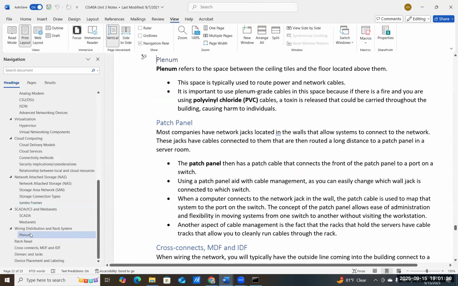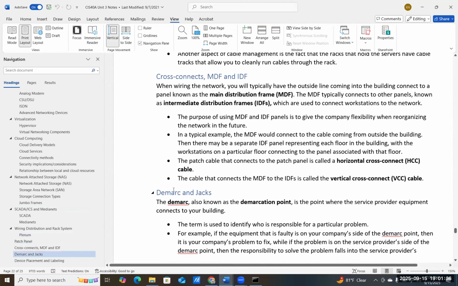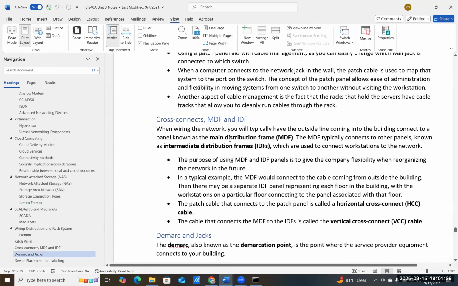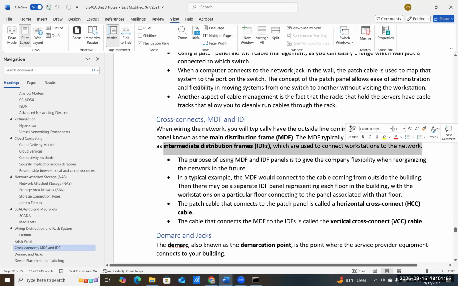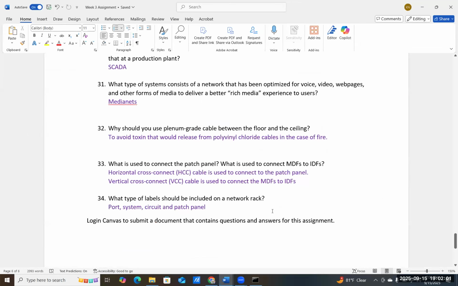So plenum is here on page 22, right? And then patch panel follows that. And it talks about your MDF, the main distribution frame, and the intermediate distribution frame, the IDF. So the MDF connects to other panels. So you interconnect the panels and then the intermediate connects to the workstations. So from here to distribute to your systems, you would use the IDF and you would use the VCC for that, your vertical cross connect.